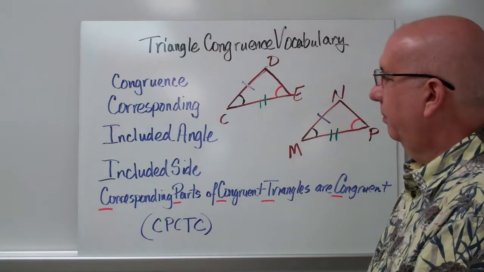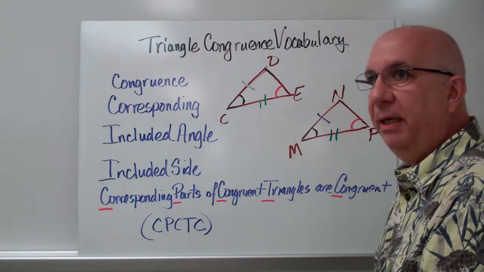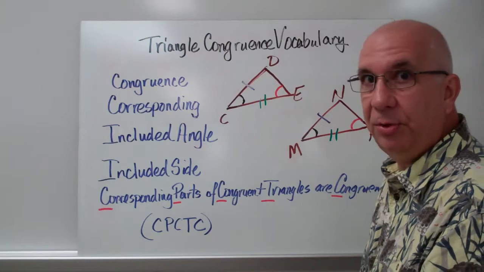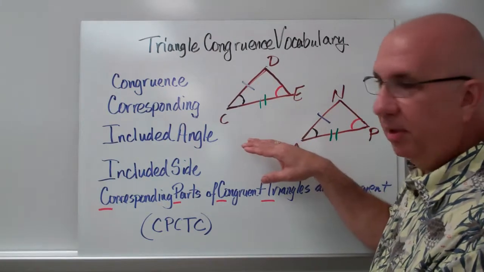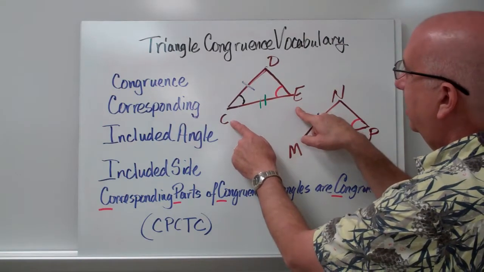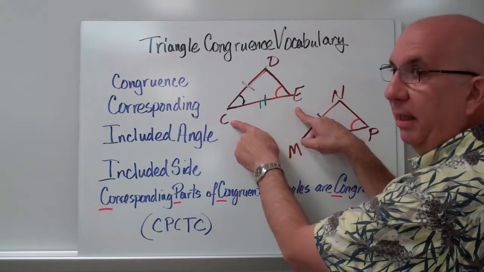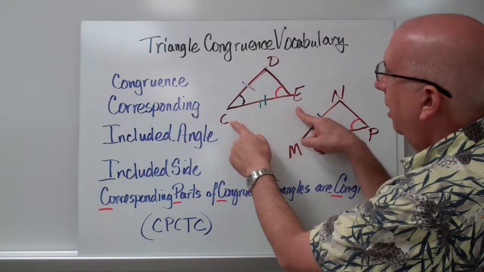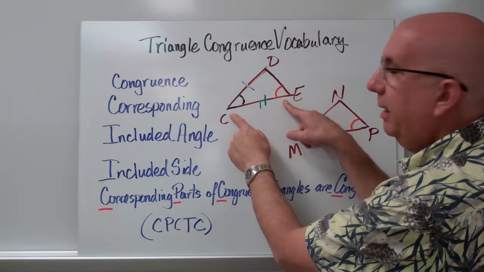Included side. Well, we have one side, and it's going to be included between two things. Two things that it's going to be included between are the two angles. An example of that would be this side right here, the one in green, side CE, and that's going to be included between two angles. The two angles that it's included between are angle C and angle E.